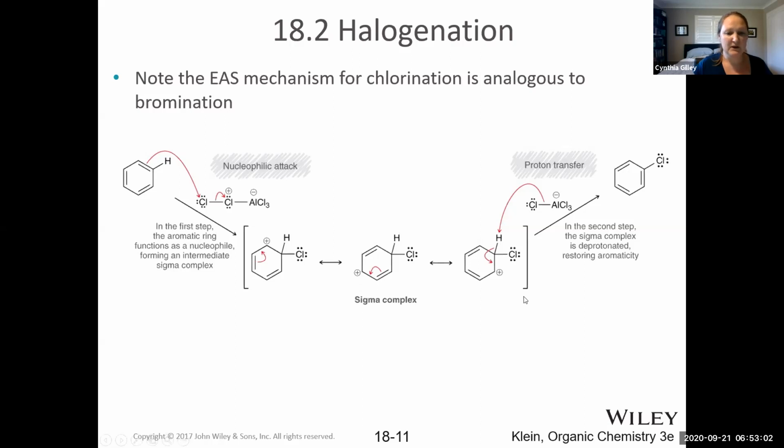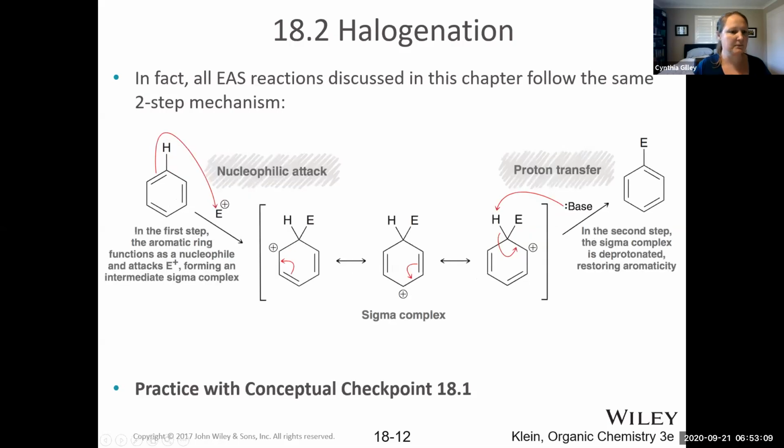Again, the same sigma complex, or arenium ion, is formed, and the second step is proton transfer to re-aromatize the ring. In general, we're going to be looking at a variety of different electrophilic aromatic substitution reactions, and they're all going to follow the same two-step mechanism, where the benzene ring, or aromatic ring, attacks the active electrophile, whatever that may be, and this varies depending on what's getting added to the ring.